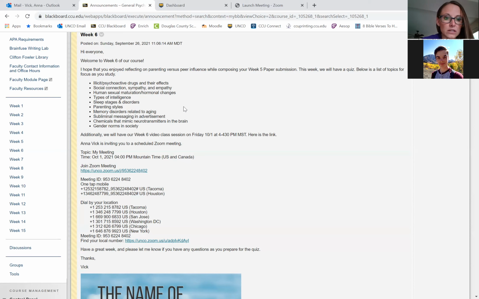But the next bullet point here is social connection, sympathy, empathy. So we need to make sure that we've got the difference down between those two. I see your thumbs up, thanks. So I hope that the thumbs up means we're good to go. That's wonderful. I love those little Zoom features.